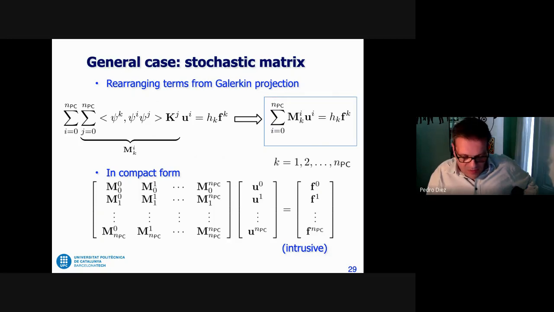But the problem is that this system of equations is very far from what you can expect to find inside any finite element code. So this system is very intrusive. You need to code something completely different from what you have in a standard finite element code.